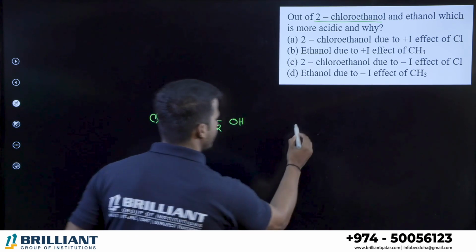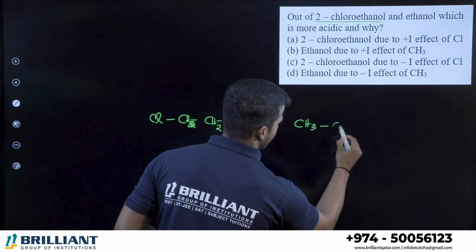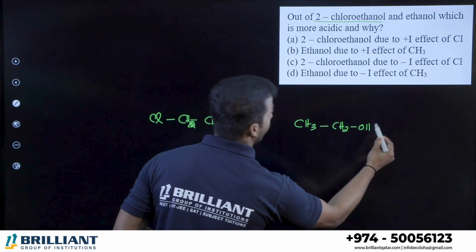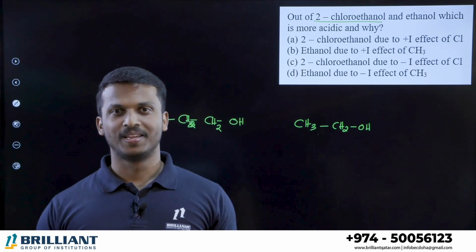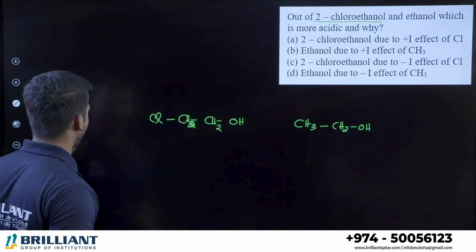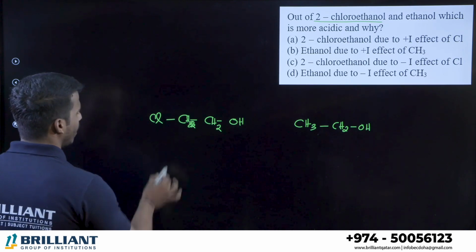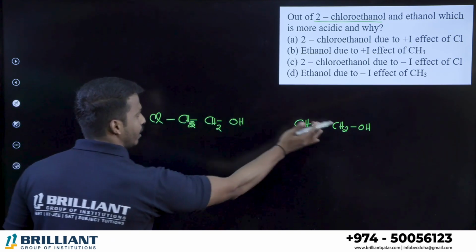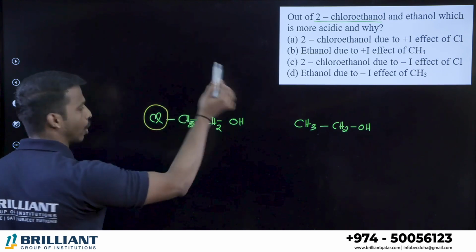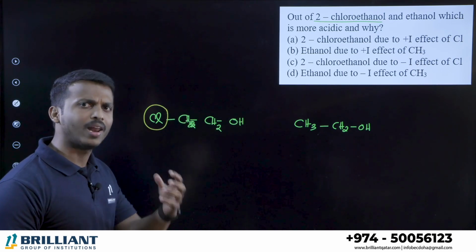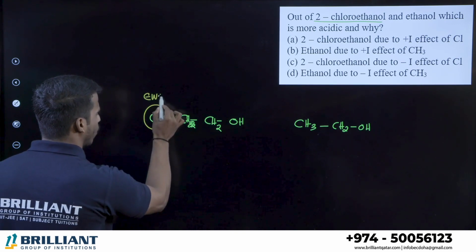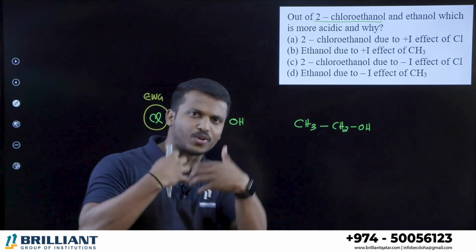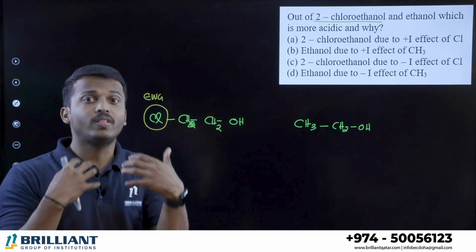And ethanol. What is ethanol? CH3CH2OH. Which is more acidic and why? Let's see. Very simple question. What is the major difference between these two compounds? There is an extra chlorine. Chlorine halogens are which type of group, dear all? They are electron withdrawing groups, right? They are more electronegative elements.